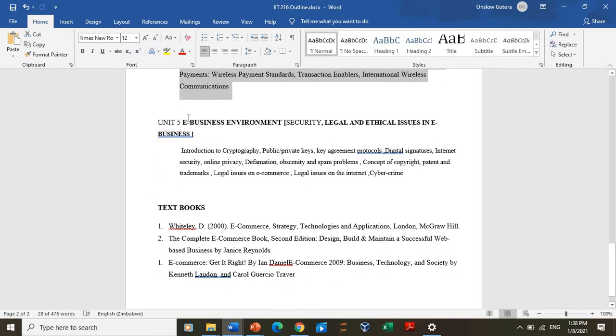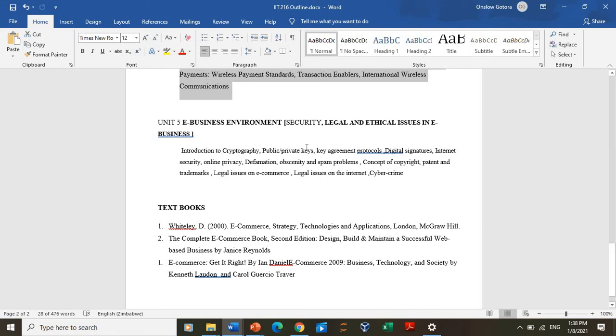Then our last chapter, which is business environment, security, legal, and ethical issues in e-business. I'm not going to talk of legal, ethical issues; you don't look at that. Of course, that was also outlined here. Then you talk of online privacy, defamation, obscenity, spam problems. These are part of the ethical issues. Issues of copyright, patents, and trademarks are part of the legal issues on e-commerce, on the internet, cyber crime, cyber bullying, whatever. You go and research more on that one.